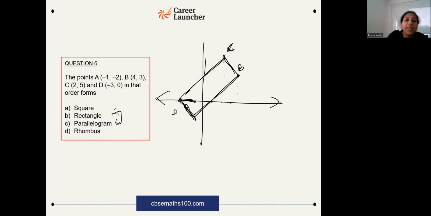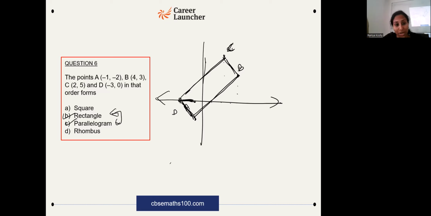How do you identify whether it's a rectangle or a parallelogram? If the length of diagonals are equal, it's a rectangle. If the length of diagonals are not equal, it's a parallelogram. And for square and rhombus, suppose you got all sides equal, how do you check whether it's a square or a rhombus? If the length of diagonals are equal, it is a square. If the length of diagonals are not equal, it is a rhombus. All of you understanding this?